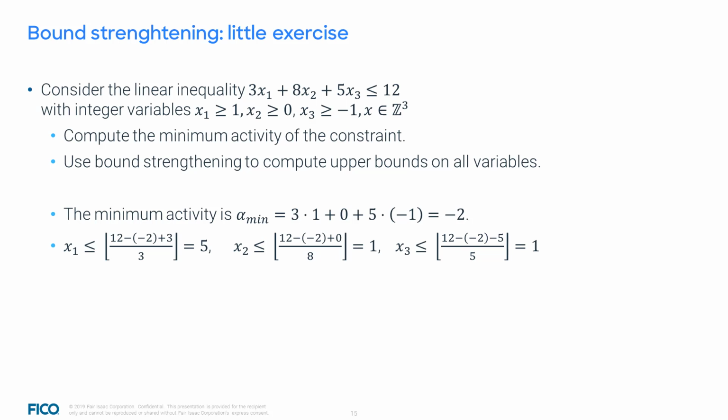You can double-check that by plugging in an upper bound of one variable and the lower bound of 2 others into the constraint.